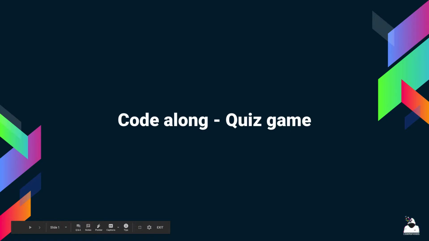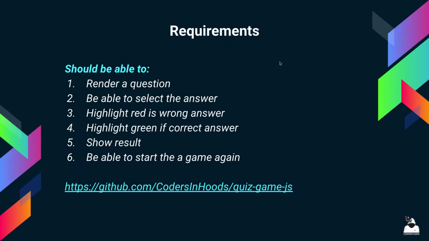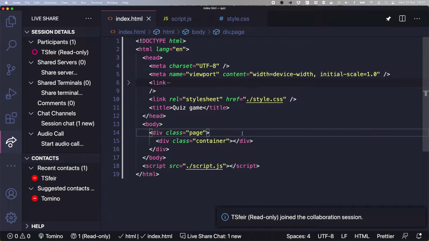So we're going to be doing a quiz game today. The requirements are we should render a question, be able to select the answer, highlight red if it's a wrong answer, highlight green if it's the correct answer, show the results, and be able to start again. You will find the code later on this link. So let's go with it really.